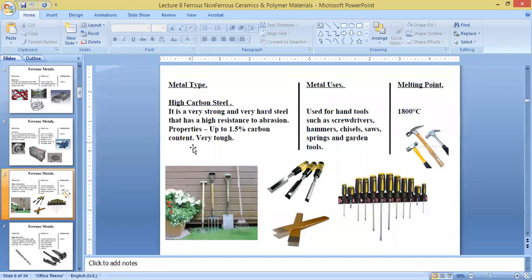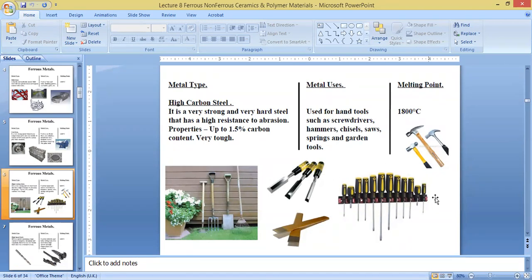As you can see here. So where is it used? It's used for tools, isn't it? So if you need something to clean up somewhere, you do not need it to wear out, forming those lines and wearing out so easily. So it's usually used for garden tools. It's also used for chisels, screwdrivers, saws, springs, garden tools, like I mentioned earlier.